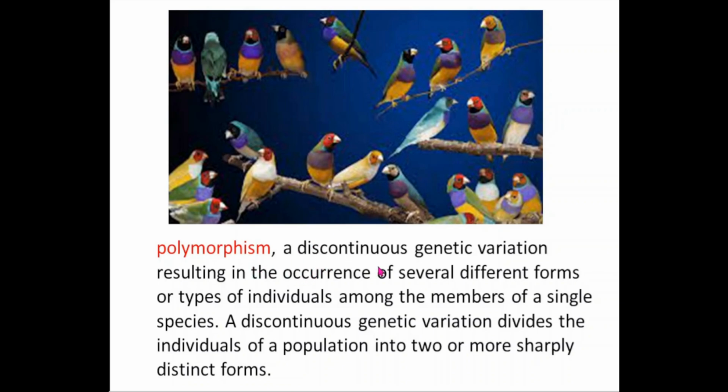Polymorphism is a discontinuous genetic variation resulting in the occurrence of several different forms or types of individuals among the members of a single species. So this is a bird species, and they have different forms. A discontinuous genetic variation divides the individuals of a population into two or more sharply distinct forms, so we can easily identify them by their phenotypes.